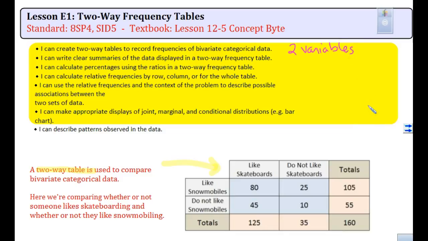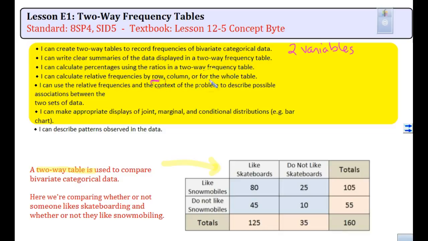You're writing this down. So we have been working with two variable ones, our y and our x. Our equations that were linear usually have two variables, right? We can write clear summaries of the data displayed in our table. We're going to be working on that. We're going to be able to calculate percentages and the relative frequencies. We are going to do it three different ways.